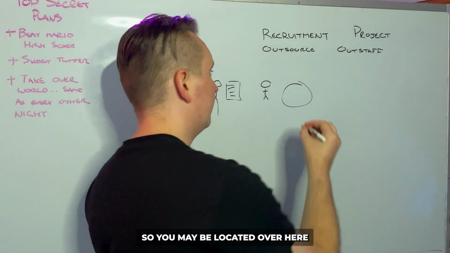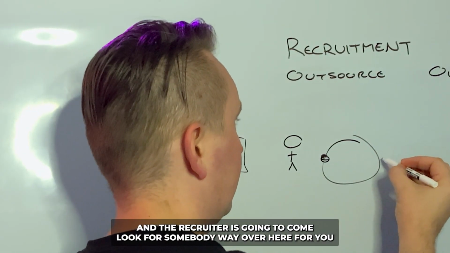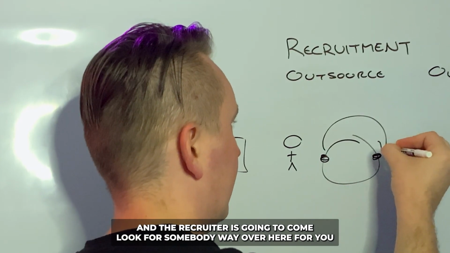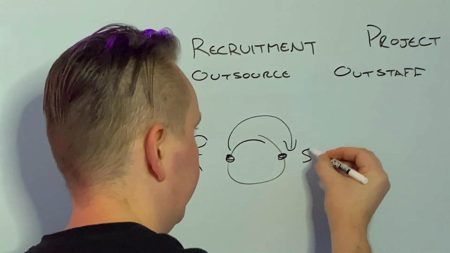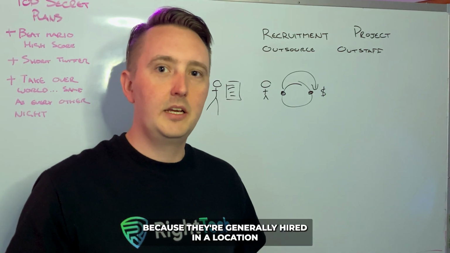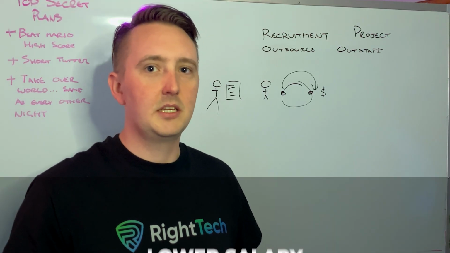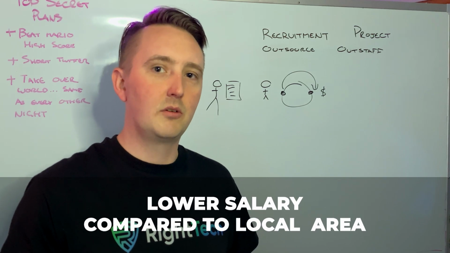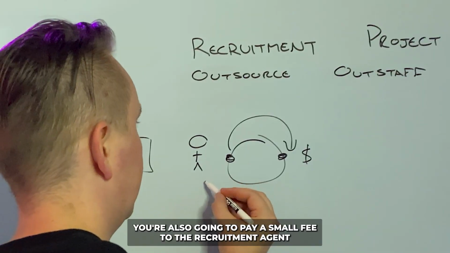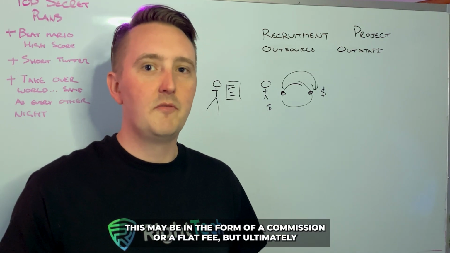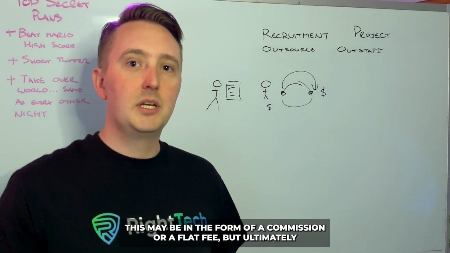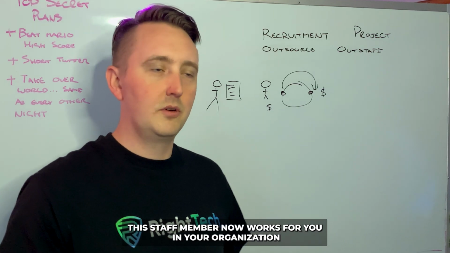So you may be located over here, and the recruiter is going to come look for somebody way over here for you. Now in this model, you're going to get somebody cheaper because they're generally hired in a location where salary expectations aren't as high as they would be in your local area. You're also going to pay a small fee to the recruitment agent. This may be in the form of a commission or a flat fee, but ultimately this staff member now works for you in your organization.